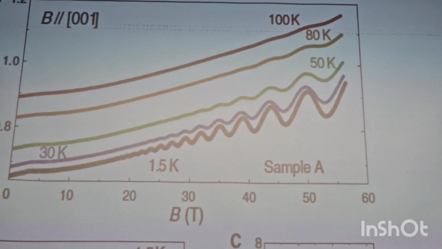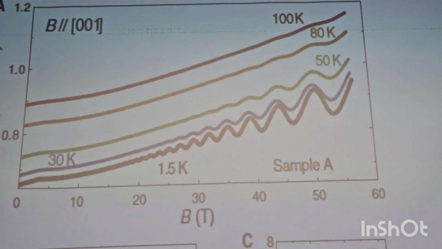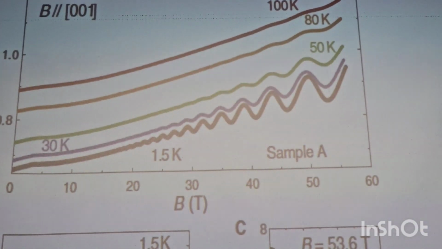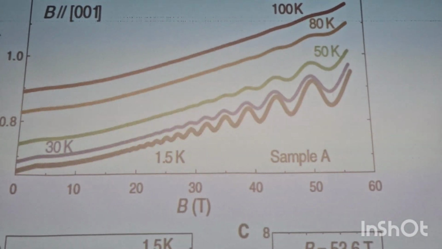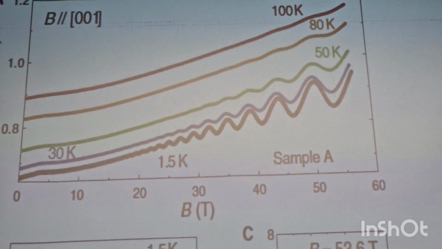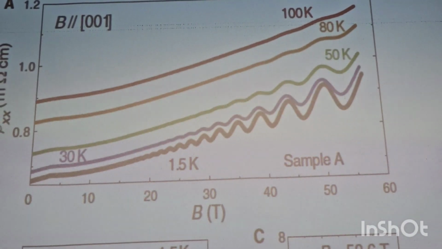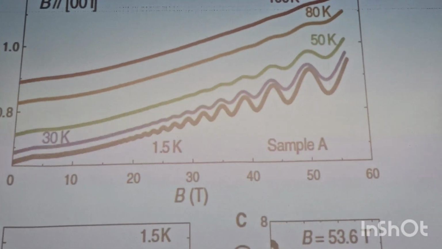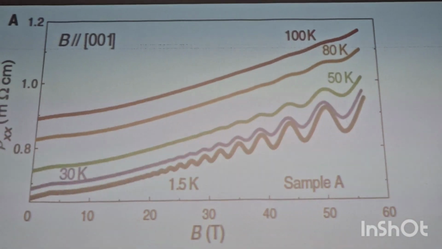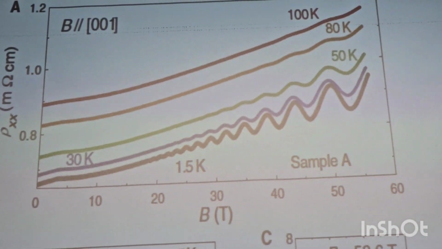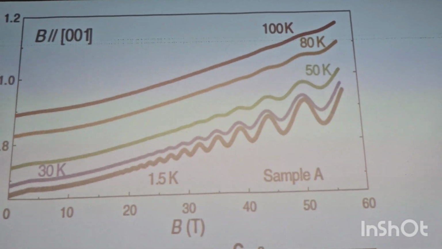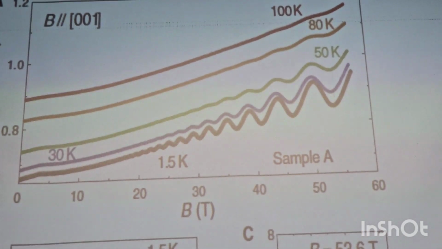And this is a plot with respect to B. You can also make a plot with respect to 1 over B. 1 over B will have that period that we've discussed. So the effect is observable at low temperatures and large magnetic fields. Okay. These oscillations in the conductivity are called Shubnikov-de Haas oscillations.